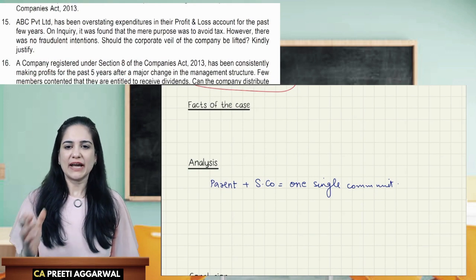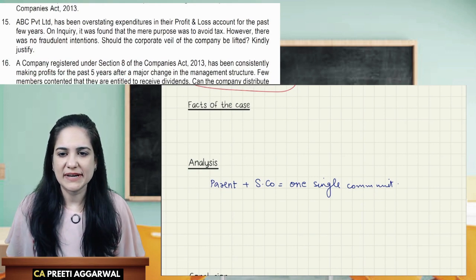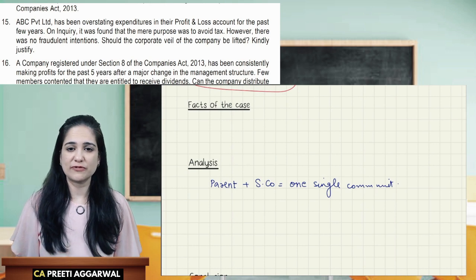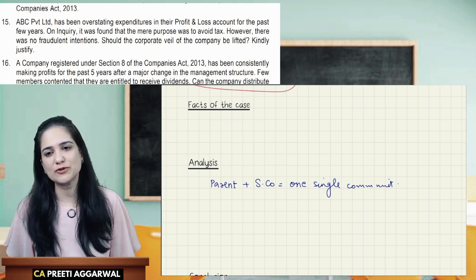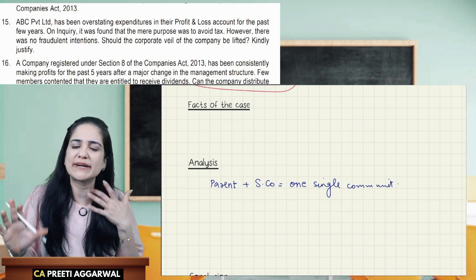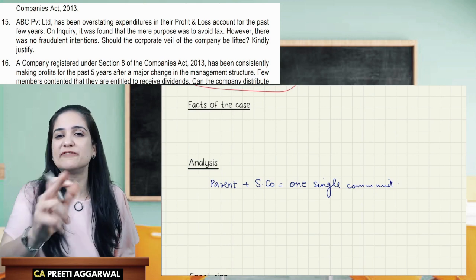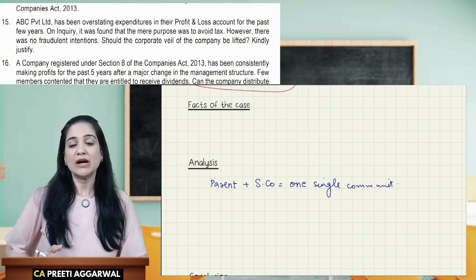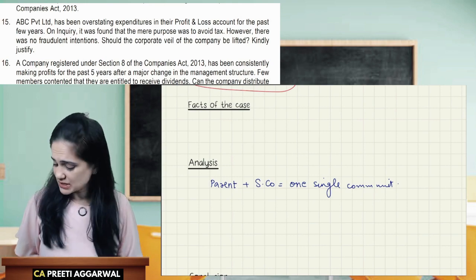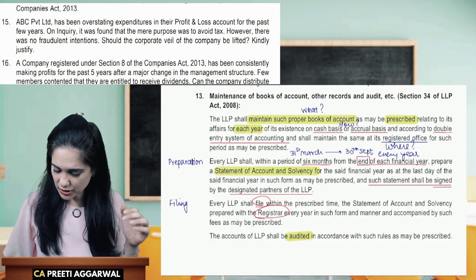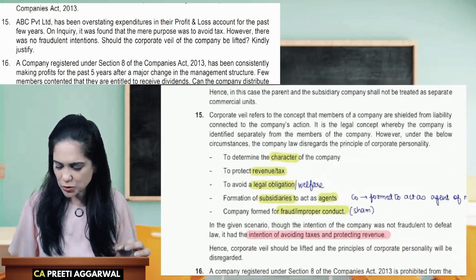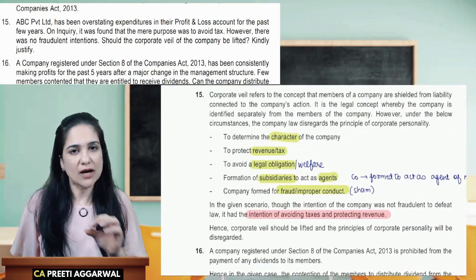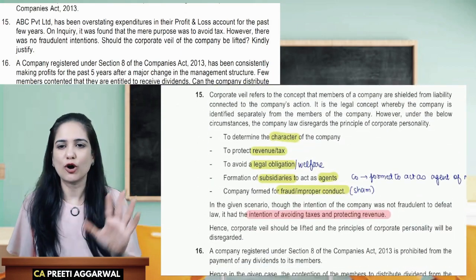Question 15. ABC Private Limited has been overstating expenses in their profit and loss account for the past few years. On inquiry, it was found that the mere purpose was to avoid tax. Again, this relates to lifting of corporate veil. However, there was no fraudulent intention. Should the corporate veil be lifted? Yes, even if there was no fraudulent intention, your intention of incorporating the company was to avoid, to evade, circumvent the payment of taxes. Corporate veil can be lifted.